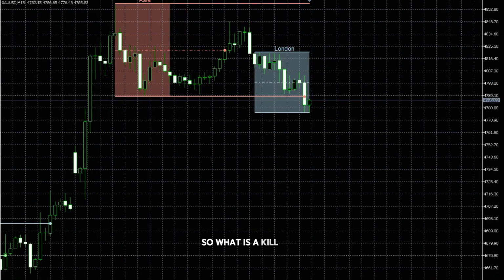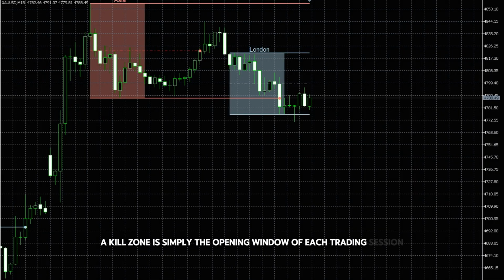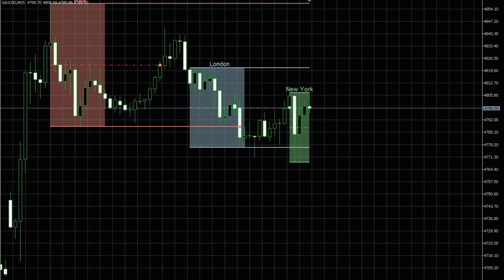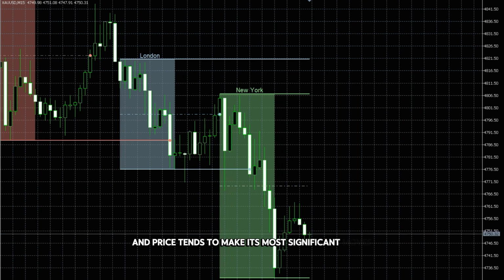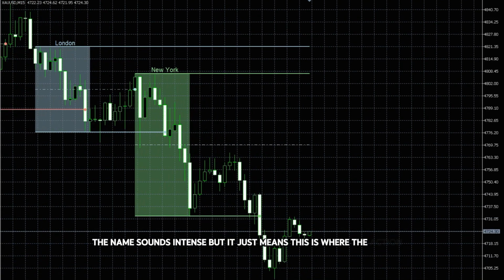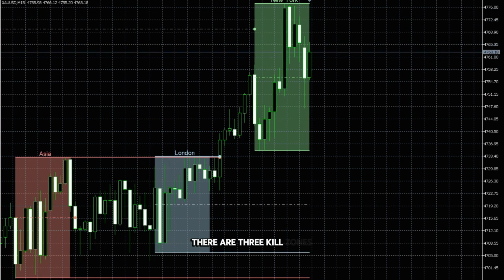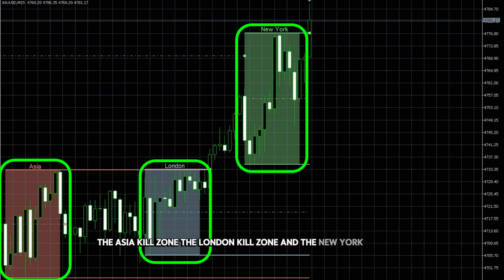So, what is a kill zone? A kill zone is simply the opening window of each trading session, the period right at the start when institutions are most active and price tends to make its most significant moves. The name sounds intense, but it just means this is where the action is. There are 3 kill zones: the Asia kill zone, the London kill zone, and the New York kill zone.